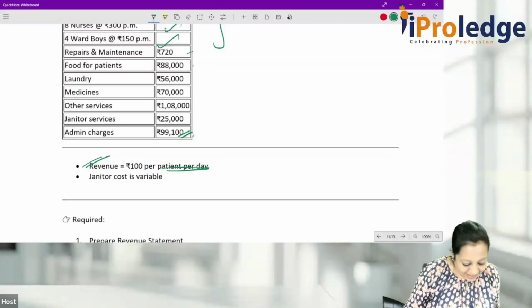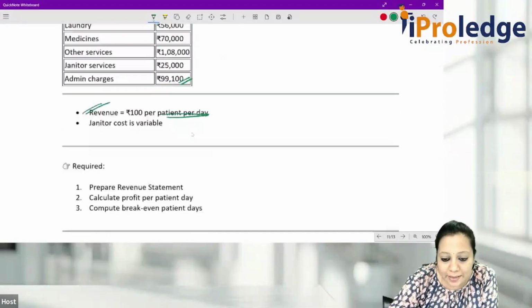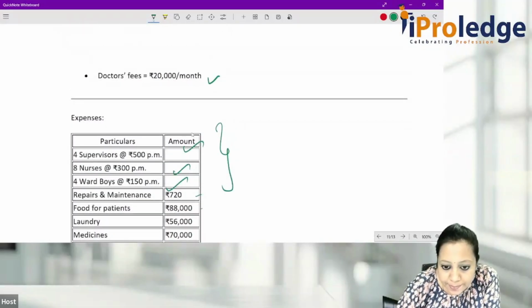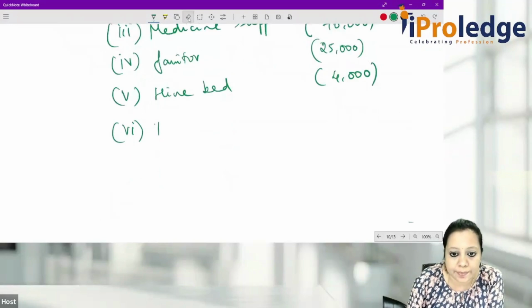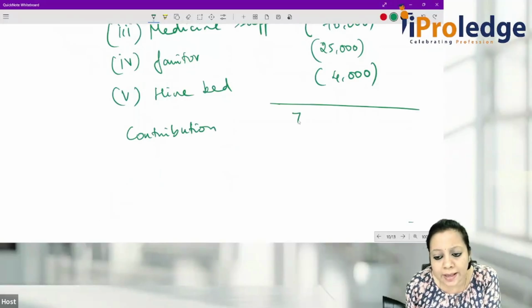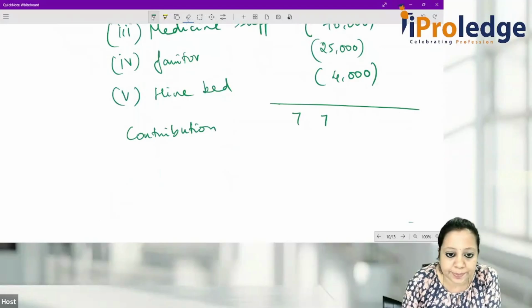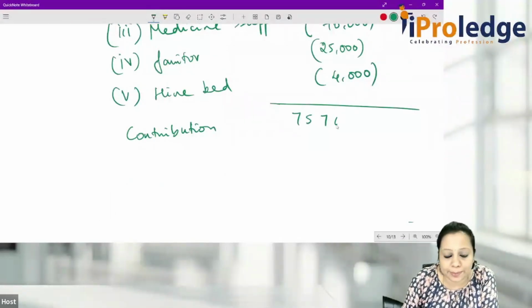Okay. So now we will proceed, everyone. We will calculate the contribution. 1 minute, ma. 7 lakh 27. 7 lakh 57. 57,000. That's all. Okay.